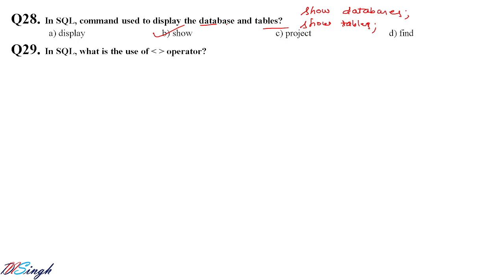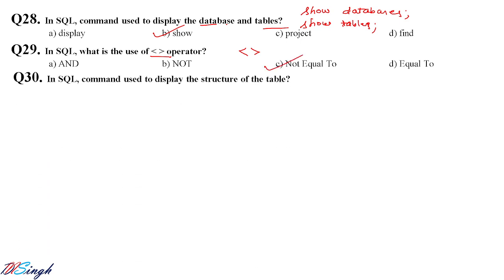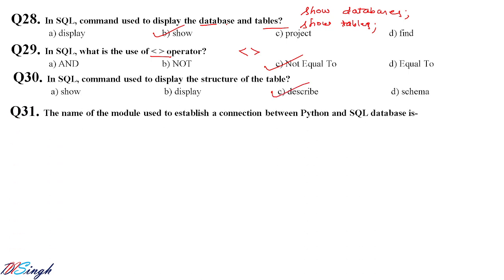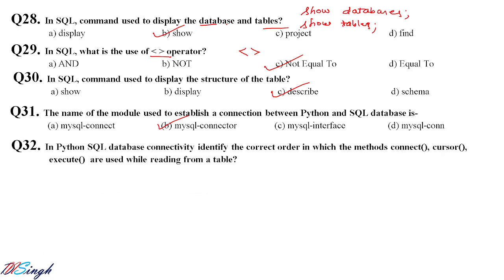In SQL, what is the use of this operator? Okay, this operator is used for not equal to. So not equal to is the correct answer. In SQL, which command is used to display the structure of the table? The describe command is used to display the structure of the table. The name of the module used to establish a connection between Python and the SQL database: there are options, and there we have MySQL connector. This is the module which is used to establish a connection between Python and MySQL.